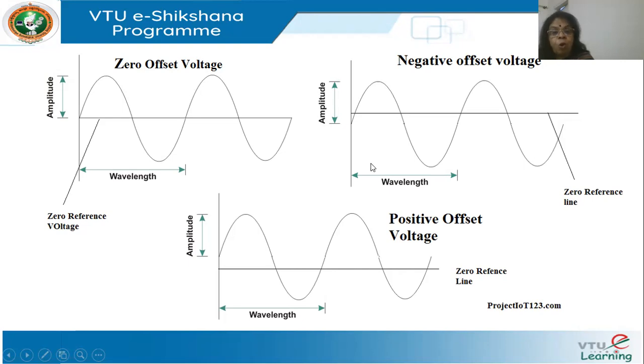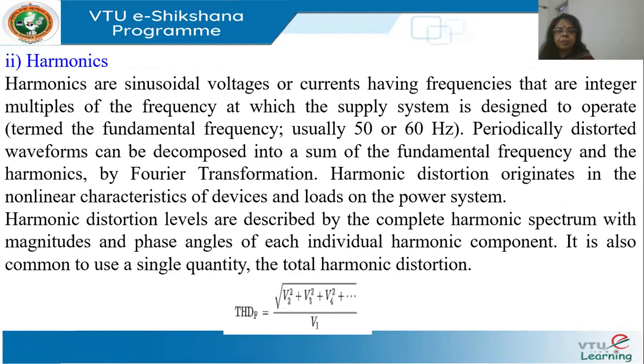Okay? And such offsets, as I told you, can saturate your transformer cores, saturate inductor cores. So it is not at all desirable. And today it's a problem, mainly because of converters. So the firing of the converters, there is a pattern. But if this pattern is slightly disturbed, you may get asymmetrical outputs, which can cause DC offsets.